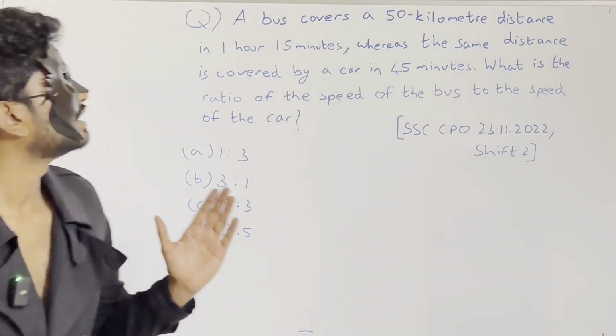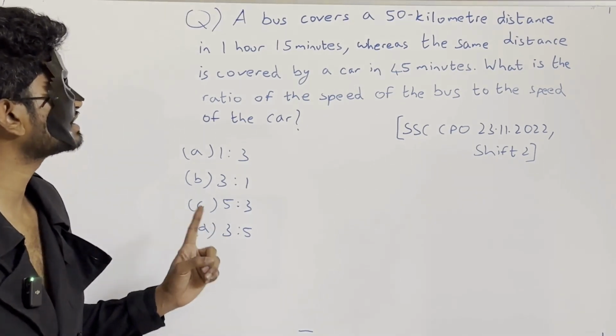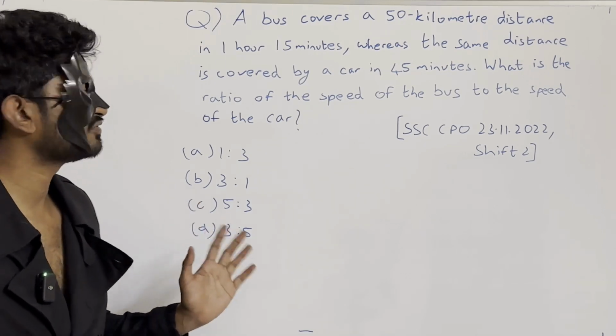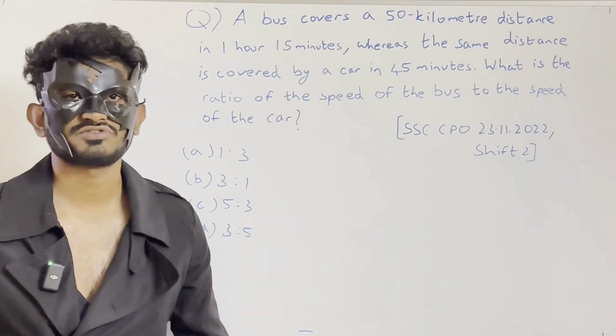Superhumans, next question is, a bus covers a 50 km distance in 1 hour 15 minutes, whereas the same distance is covered by a car in 45 minutes. What is the ratio of the speed of the bus to the speed of the car? This was asked in SSC CPO on 23rd 2022 in shift 2.